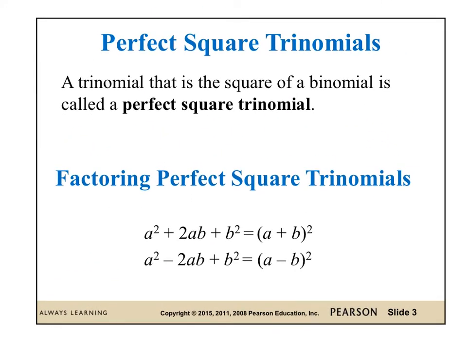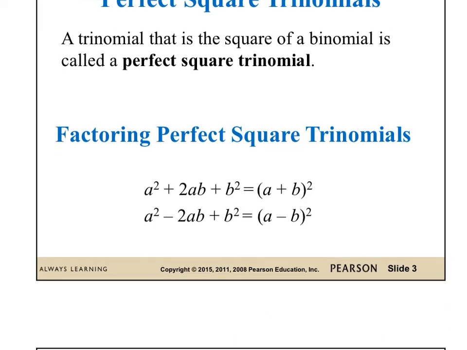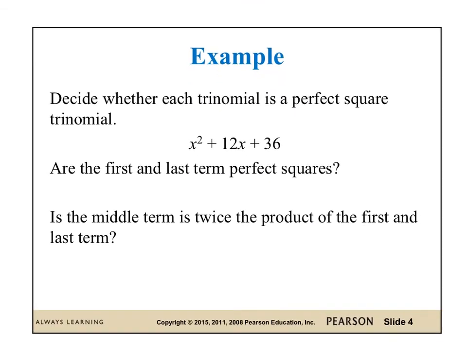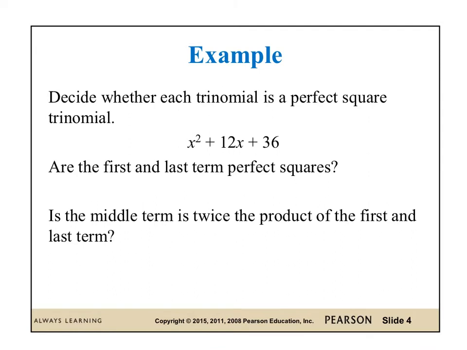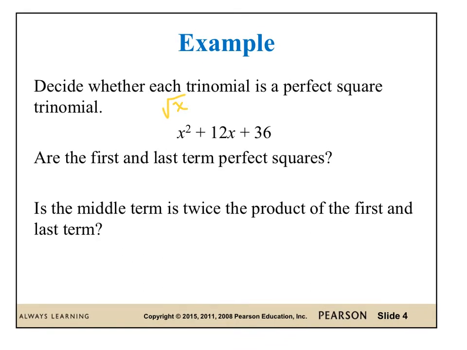And this is just simply the textbook's way of telling you what I just explained about the perfect squares. For example, this is a perfect square trinomial, as we said, because the square root of x squared is x, so it's a perfect square, and the square root of 36 is 6. And so we know that the first and last term are perfect squares.